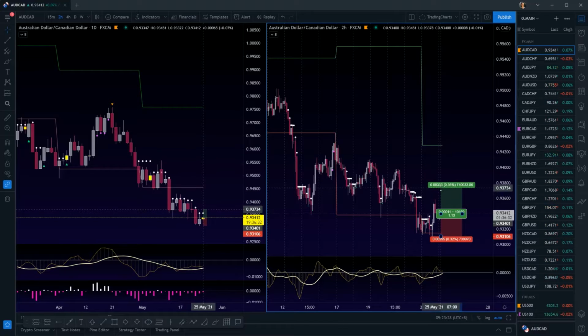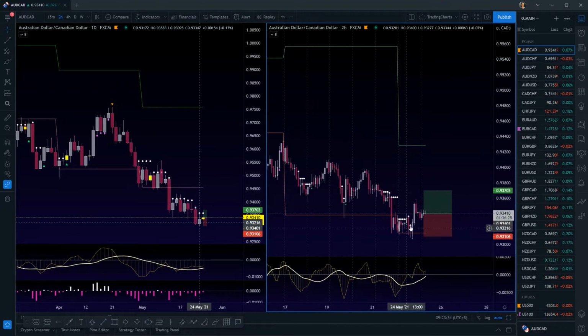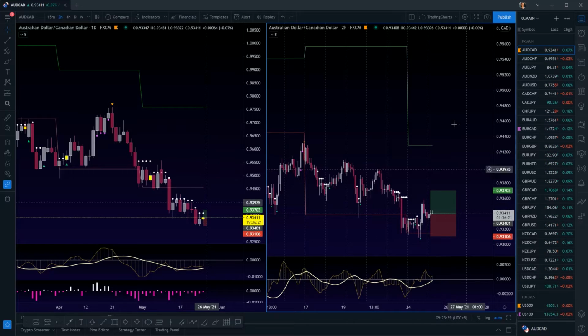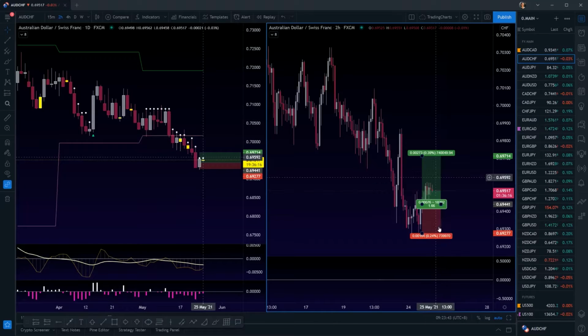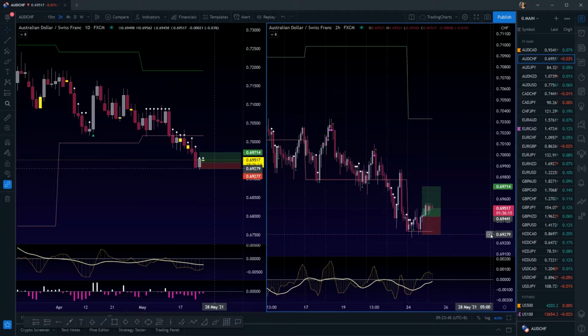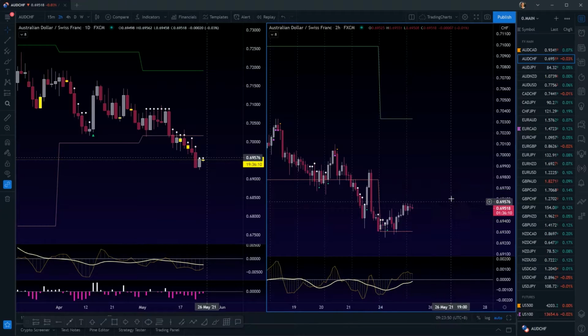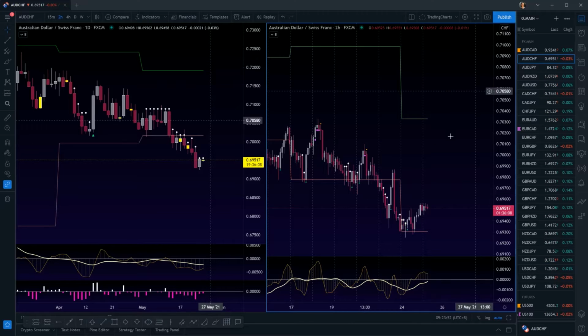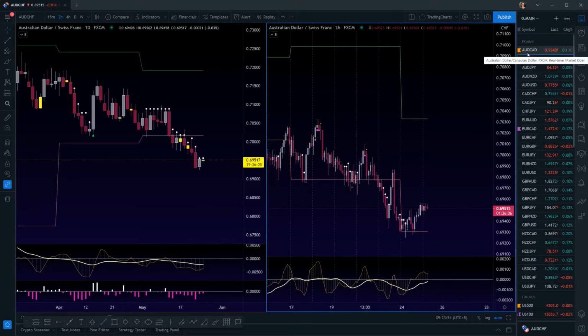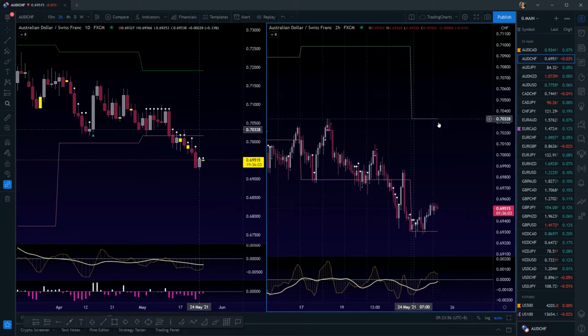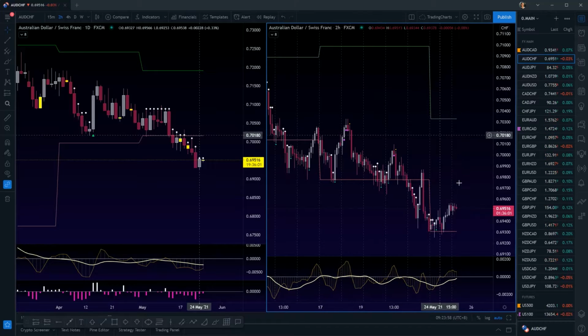How about 1 hour? One hour looks okay as well. Okay, let's go Aussie Swiss. I was just marking this out yesterday. Let's take it away. Not as nice as Aussie Cat, so let's not put it on the radar.